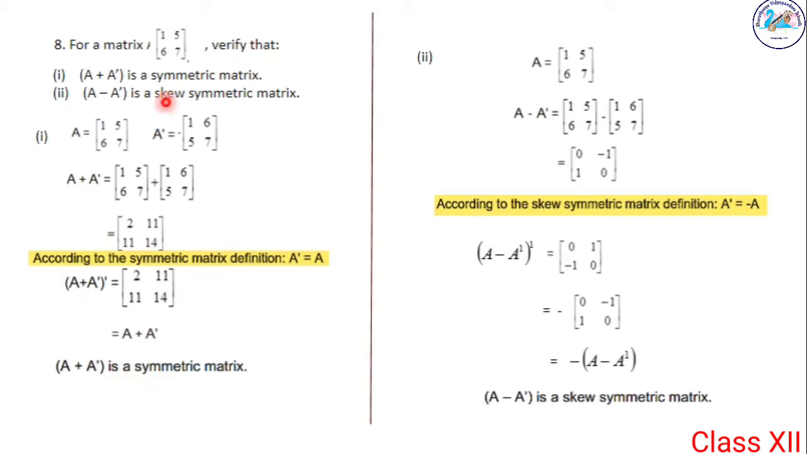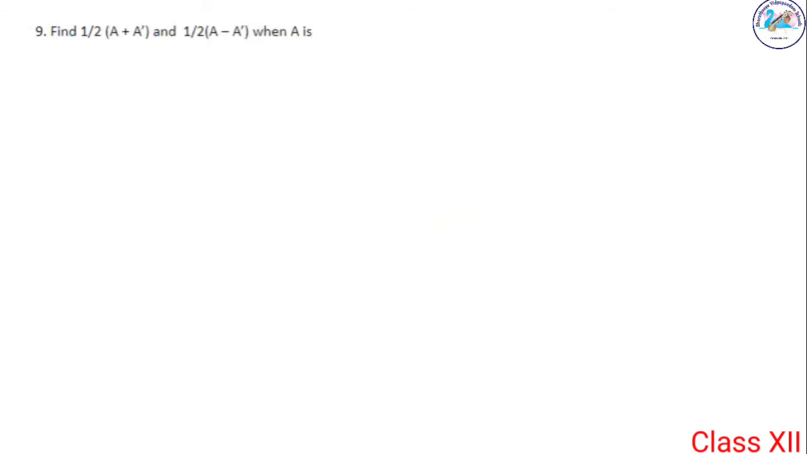Next question, we have to prove it is a skew symmetric matrix. For that, what you have to do, A minus A transpose we calculated, same way (A minus A transpose) the whole transpose calculated. We have come to the conclusion that (A minus A transpose) the whole transpose is equal to minus of (A minus A transpose). Similar to this condition, A transpose is equal to minus A. Therefore it is a skew symmetric matrix. Hope it is clear. Move on to the next question.